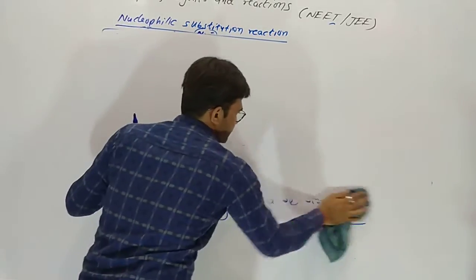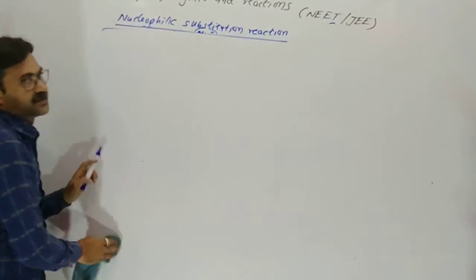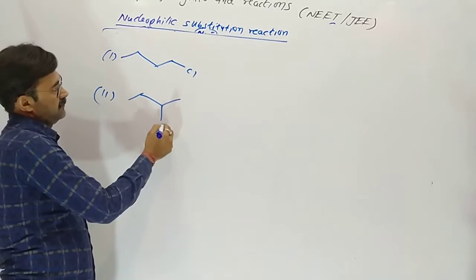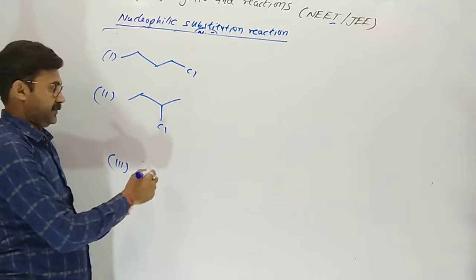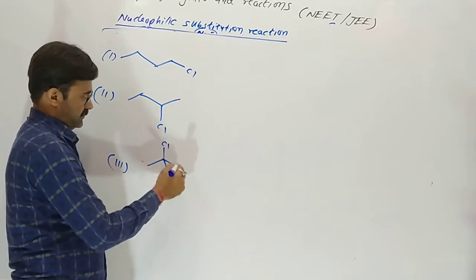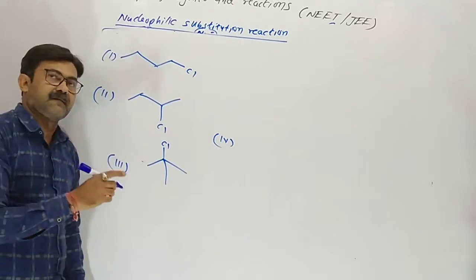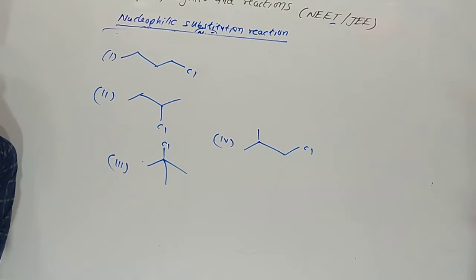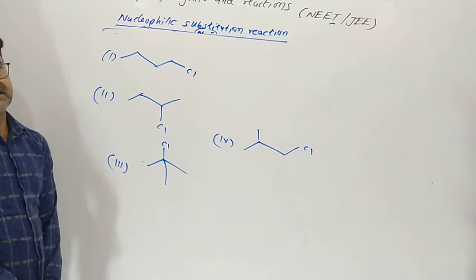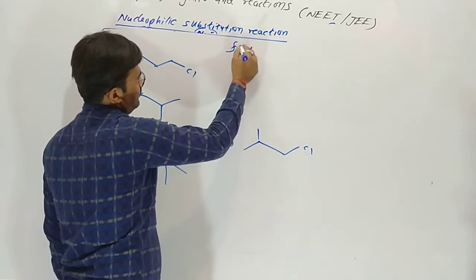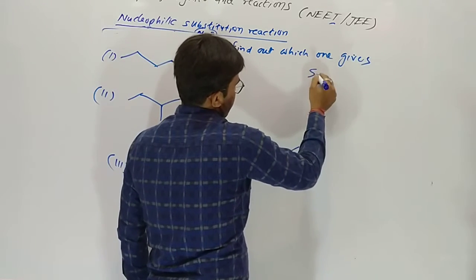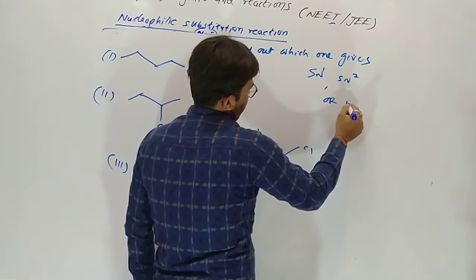About nucleophilic substitution reactions. So first of all, chlorine is given in 1, 2, 3 and 4. Find out which one gives SN1, SN2 or both.